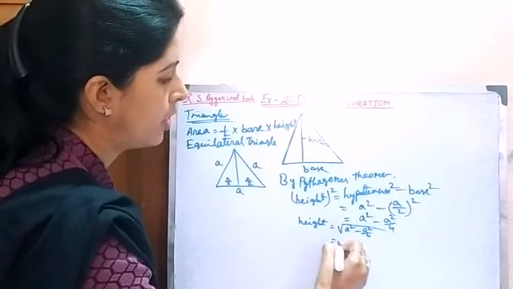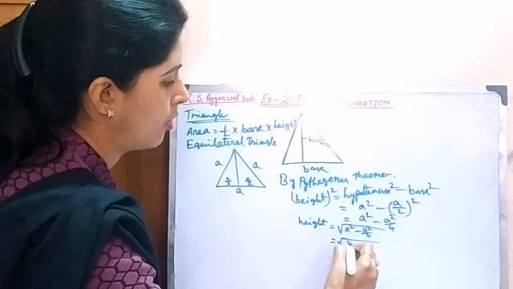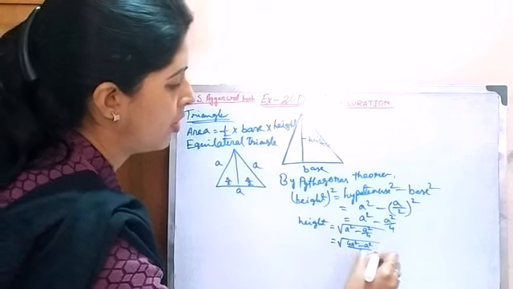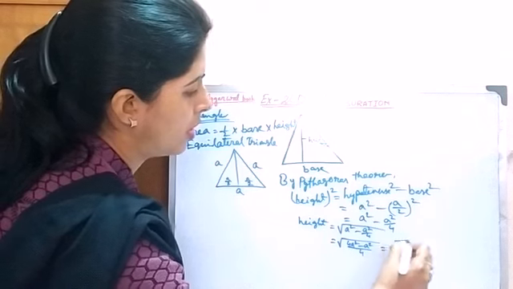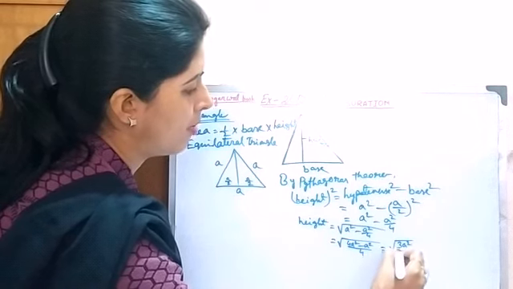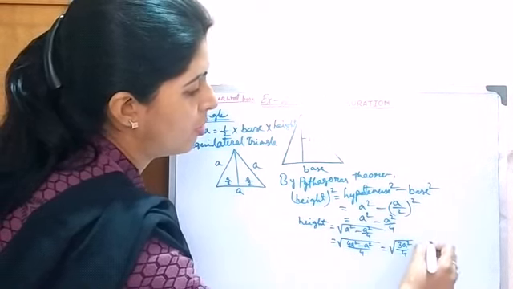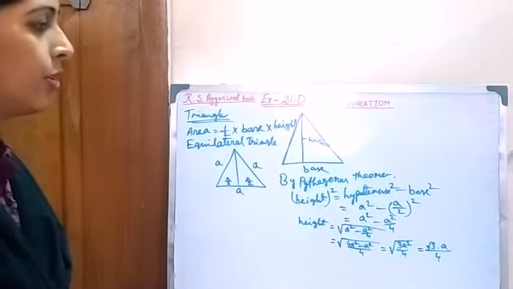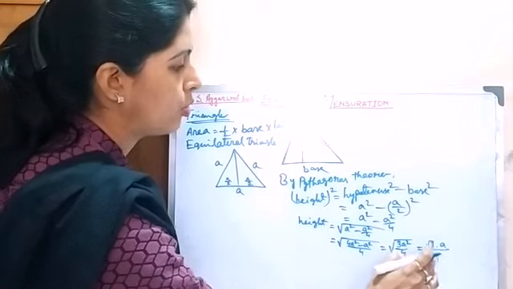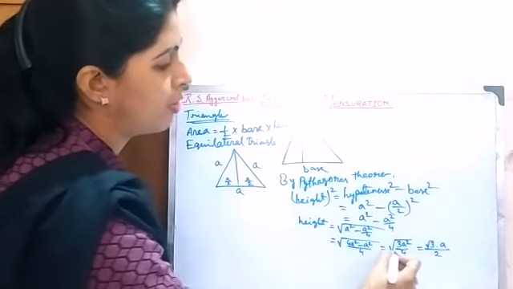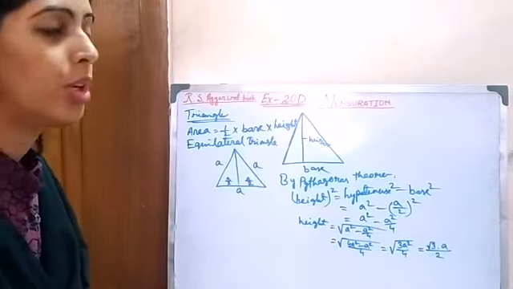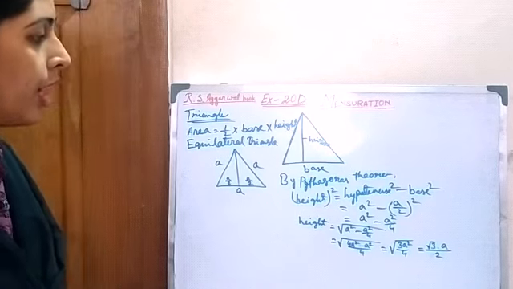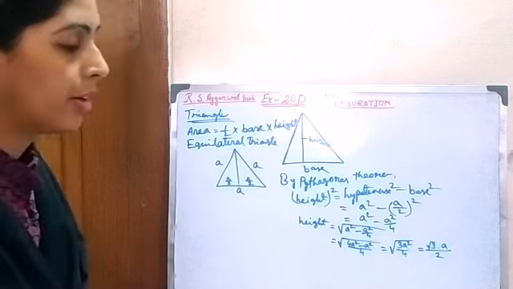Now we will calculate it. Root over 4A square minus A square divided by 4. Now inside the root, 3A square by 4 equal to root 3 into A divided by 2, because when 4 will come out from root, then 2 will be the answer. So here height is root 3 by 2 into A.